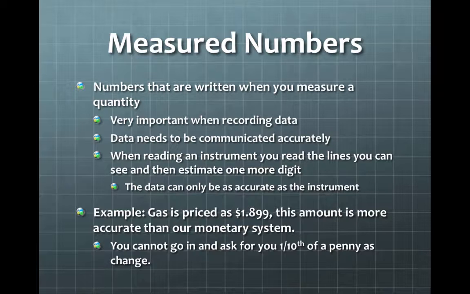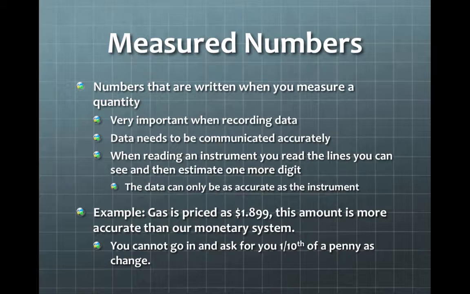It's important. So when you are reading an instrument, you need to read all the lines that you can see, and then you need to estimate one more. I'm going to show you an example here in just a second, but you always read what you can, and then you guess one more. The data can only be as accurate as the instrument. If your instrument is not very accurate, then your data is not going to be very accurate.